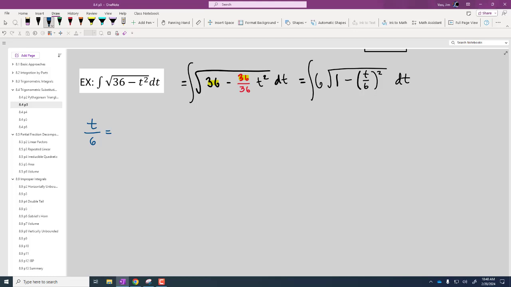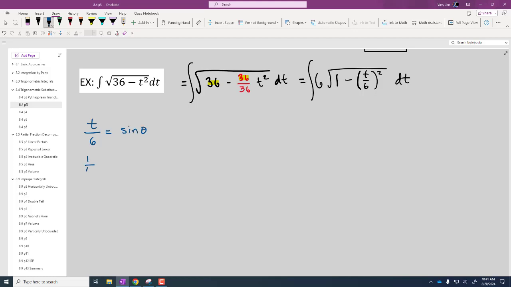All right, so once again, Tanner said it, sine again. Difference of squares with the leading 1 is sine. Difference of squares is always sine or secant. We want to ask ourselves, is 1 minus sine squared the identity, or is 1 minus secant squared the identity? The identity is 1 minus sine squared gives us cosine squared. So that is the identity that we are targeting. So t divided by 6 is going to be sine of theta.